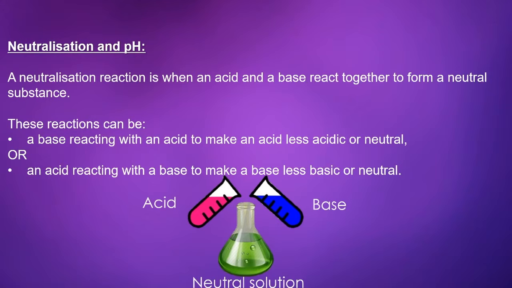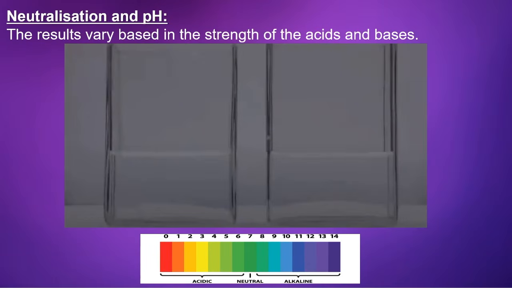Now remember what we spoke about in the previous sections on metal oxides and non-metal oxides. A non-metal oxide is acidic, and a metal oxide or a metal hydroxide or a metal carbonate will all be bases. These sections we will discuss in the next few chapters. With neutralization, the results will vary depending on the strength of the acids and bases that are mixed together.